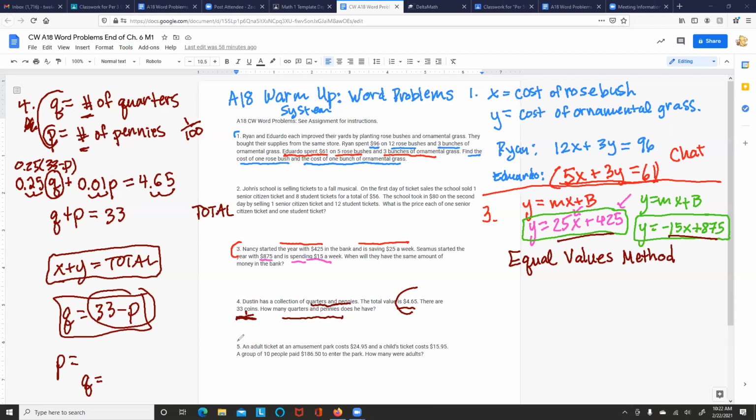So do me a favor, guys. I'm going to let you set up number 5. I'm not going to do it with you, but I just showed you how to do it. So you do number 5, okay? When you're done, type it in the chat, please, and then we'll move on.